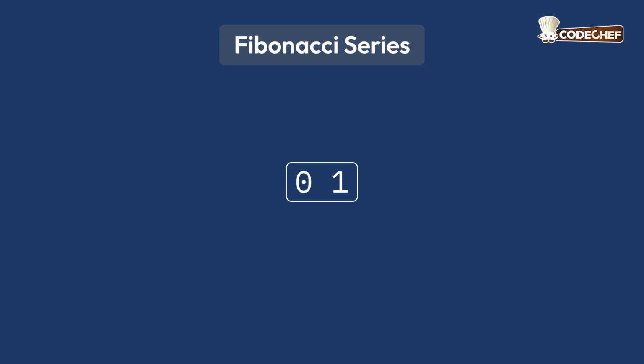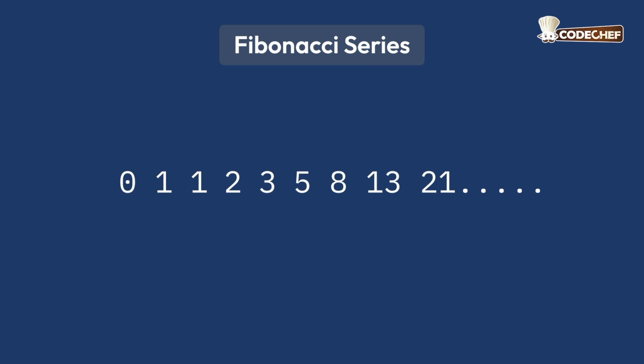The next number in the series is the sum of these two numbers, which is 0 plus 1, which equals 1. The fourth number in the series will be 1 plus 1, which is 2. The fifth number in the series will be 1 plus 2 equals 3. The rest of the numbers are also calculated the same way.